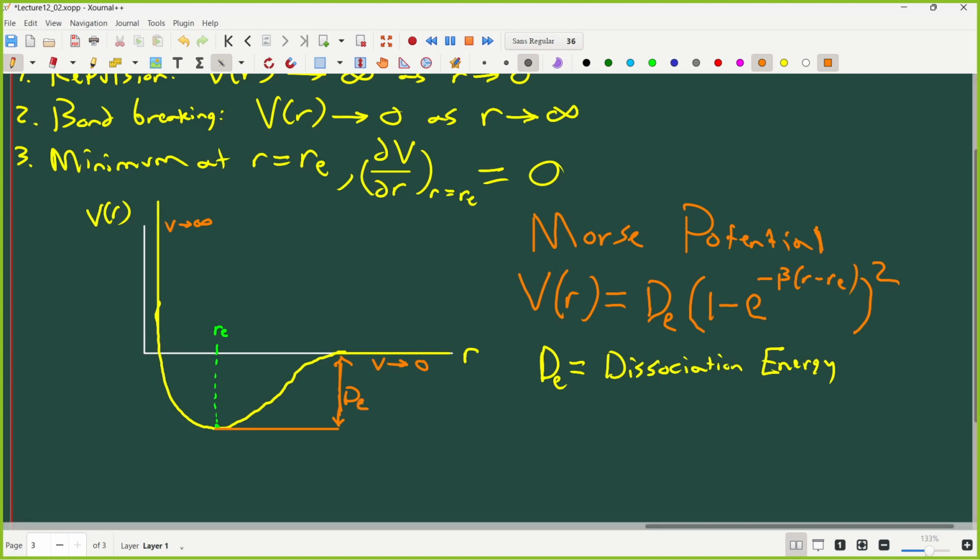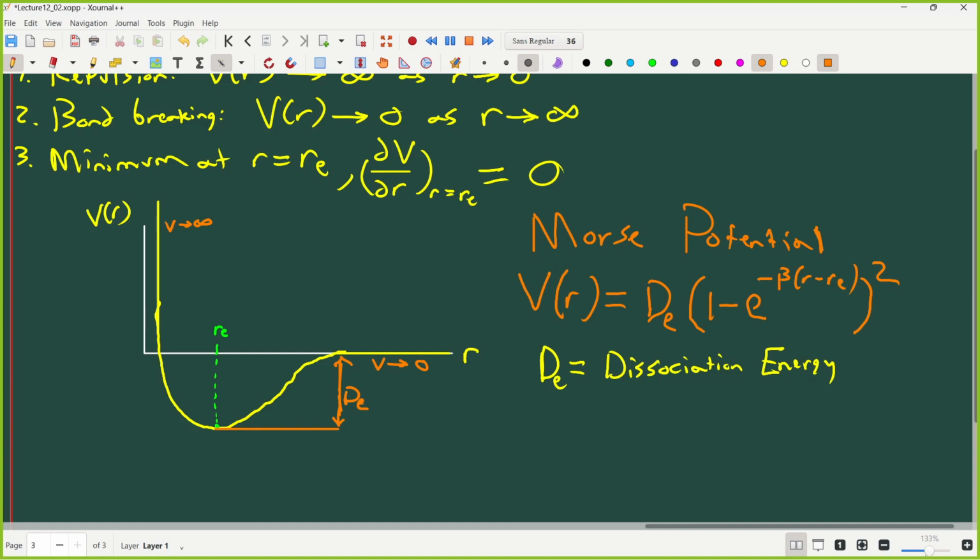So again, the idea is that you have a bond, and it's at the equilibrium position, and you want to break it. How much energy do you need to put into that bond to break it? Well, you need to put in enough energy so that the atoms go to infinity. So we have to go from here to here. How much energy do we have to put in? The difference from here to here, which is D sub e, the dissociation energy. So this is basically the bond strength, if you will. This is how much energy it takes to break the bond along this coordinate.